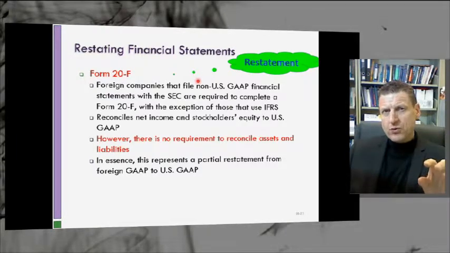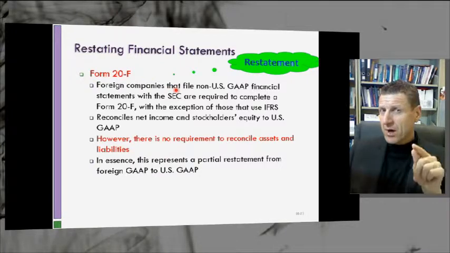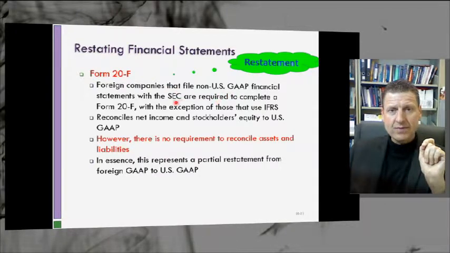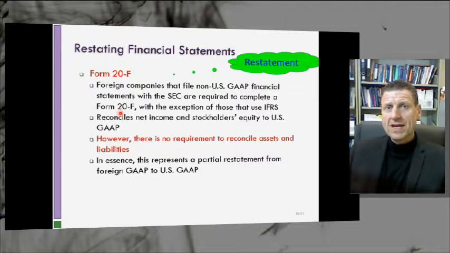What about the rules for restatements? Well, Form 20F: foreign companies that file a non-US GAAP financial statement with the SEC are required to complete a Form 20F, with the exception of those that use IFRS. This reconciles the net income and stockholders' equity to US GAAP. Interesting here, it's not about reconciling the assets and liabilities directly. We're focusing on the net income and the stockholders' equity. Note there's no requirement to reconcile assets and liabilities, so it's sort of like a partial restatement from foreign GAAP to US GAAP.